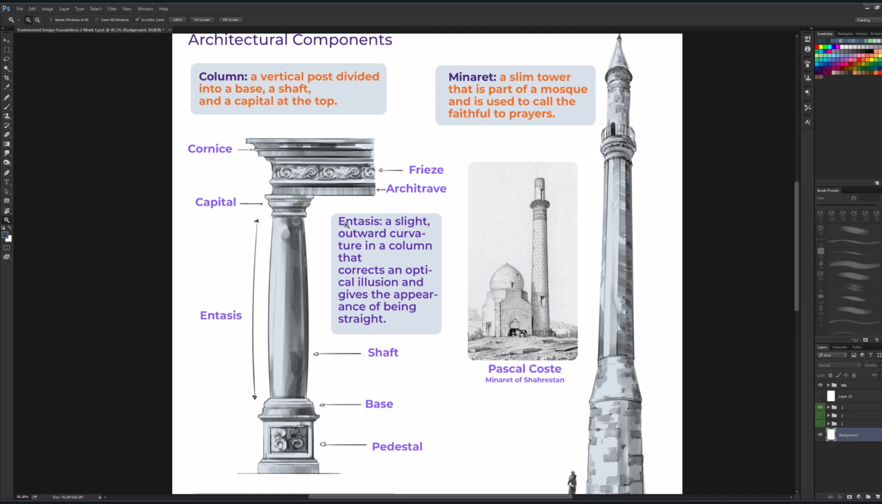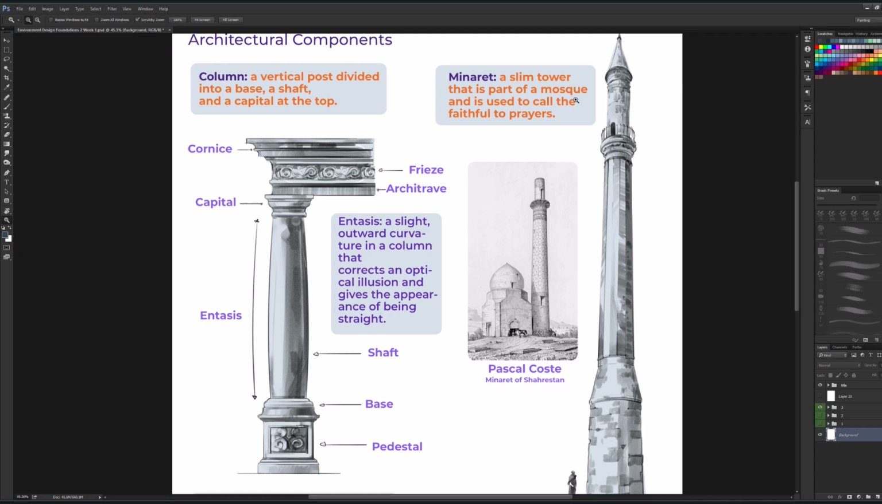Let's give a quick definition of what an entasis is, because this is probably pretty hard to understand. Entasis is a slight outward curvature in a column that corrects an optical illusion and gives the appearance of being straight. You see there's a slight curve going on here. In real life, if we're small and looking at a column, it corrects an optical illusion, so it won't look weird. It'll look quite good. And of course, those are the main components of a column.